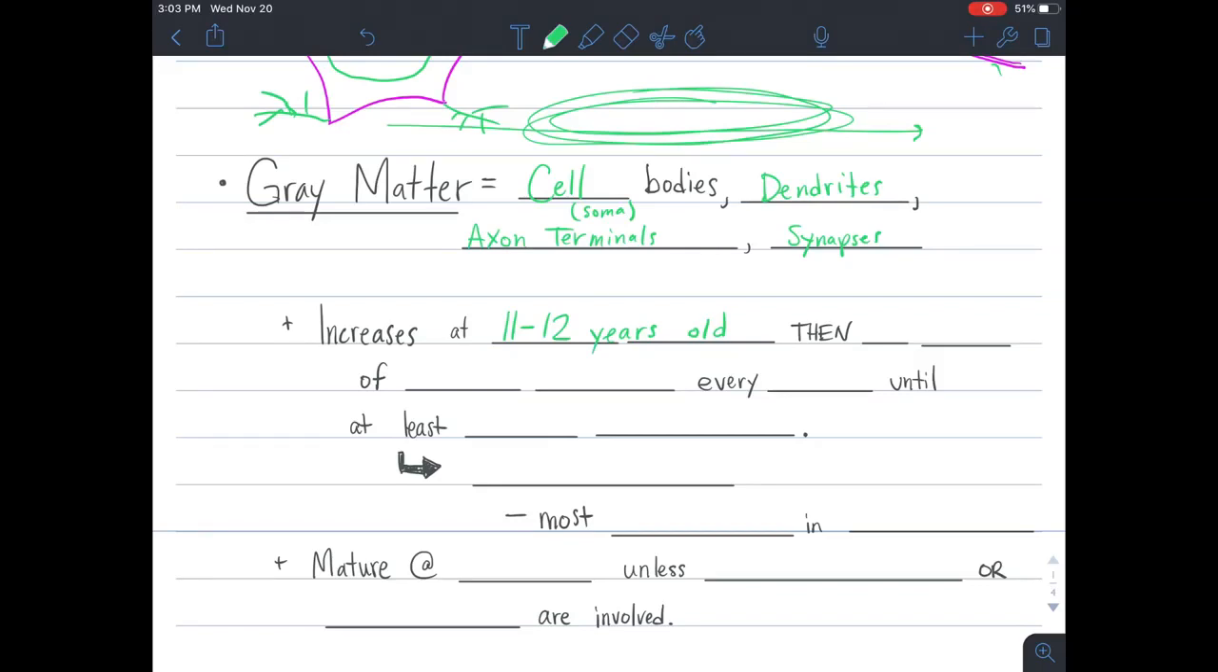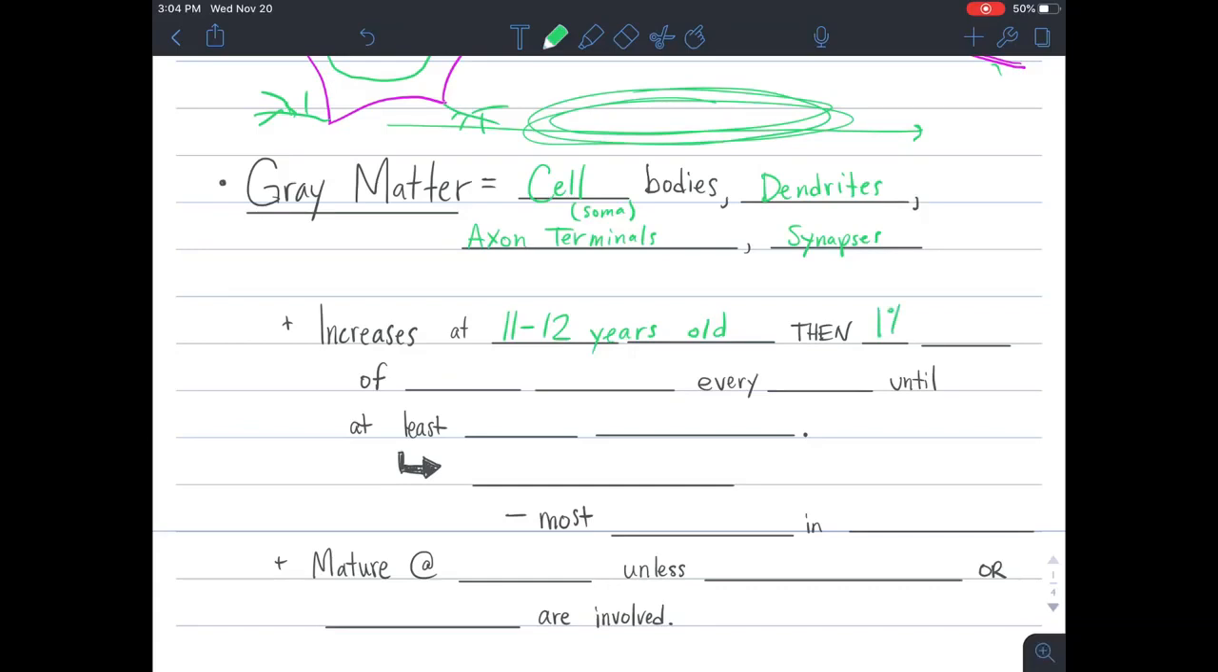But as we draw connections between being hungry and crying, that continually gets practiced over and over again because we use it multiple times. And so we myelinate that connection over and over and over again. So that's how we learn. So gray matter increases at 11 to 12 years old.